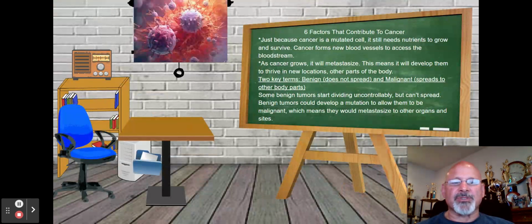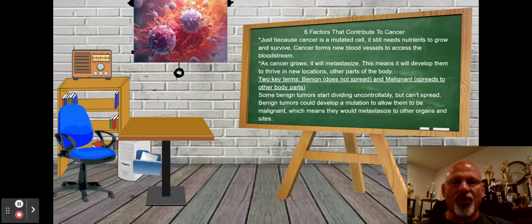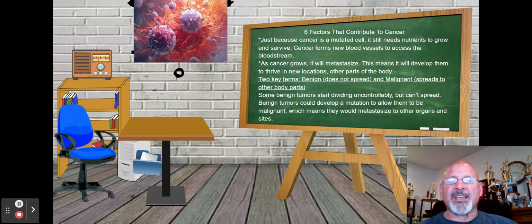Just because cancer is a mutated cell, it still needs nutrients to grow and survive. Cancer forms new blood vessels to access the bloodstream. As cancer grows, it will metastasize. This means it will develop to thrive in new locations, other parts of the body.